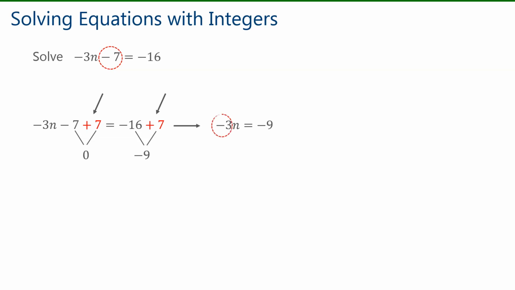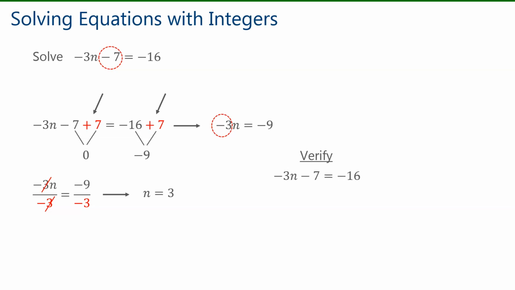Now, on the left-hand side, the negative 3 is keeping that variable from being all by itself. So the opposite of multiply by negative 3 is divide by negative 3. Negative 3 divided by negative 3 equals 1, cancels out. On the right-hand side, negative 9 divided by negative 3 equals 3. So the solution is n equals 3.